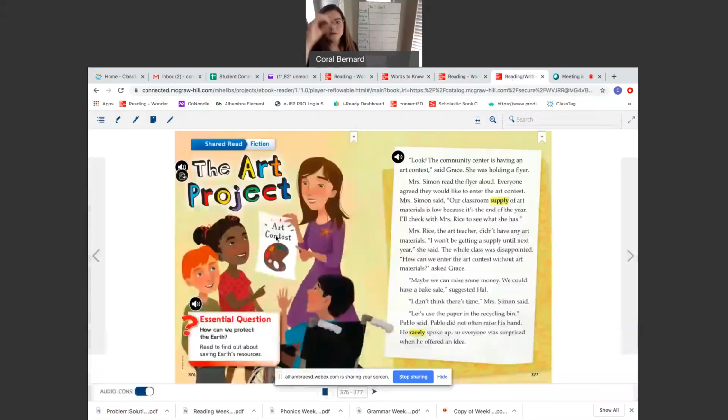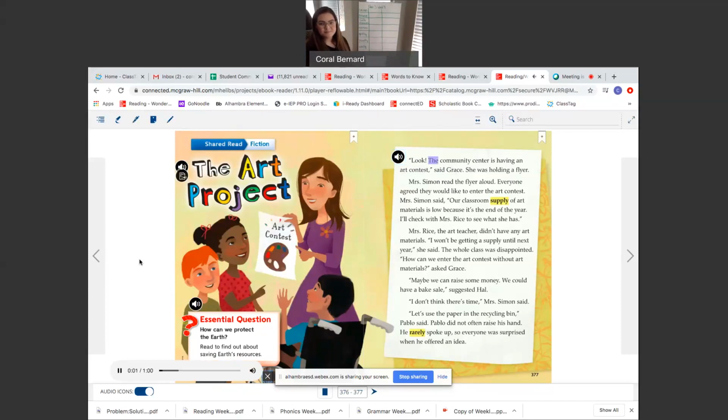The story for this week is called The Art Project. And the essential question, so the question that you need to think about while you're listening to all of your stories for the week, is, how can we protect the earth? Okay, so we'll go ahead and start the story, and then I'll pause at each vocabulary word just like we normally would, and we'll talk about what that word means based on the context clues, or the words around your vocabulary word. So let's get started.